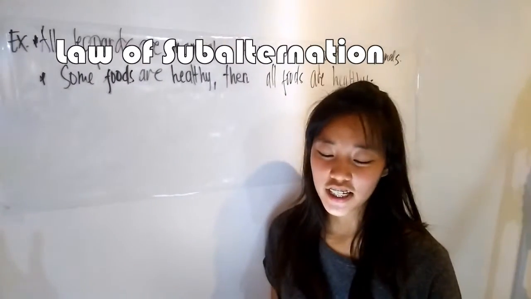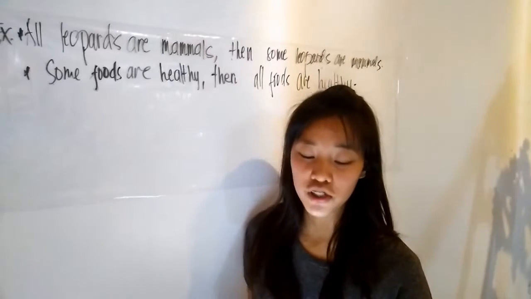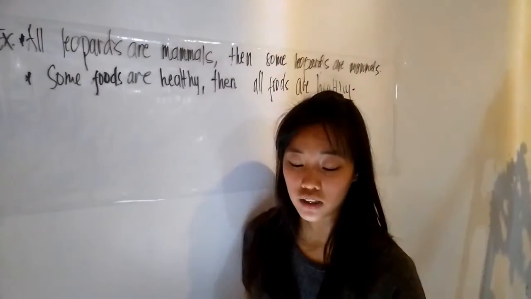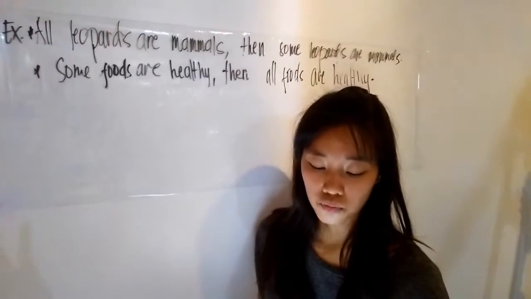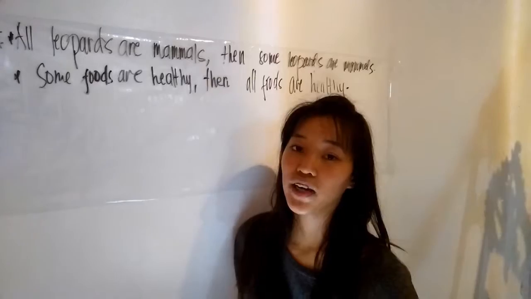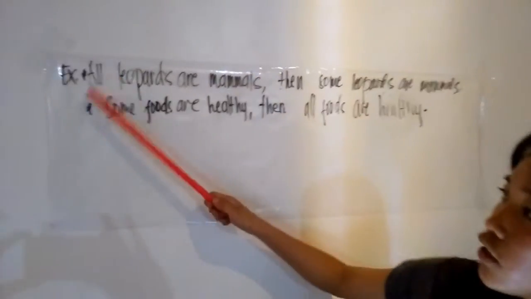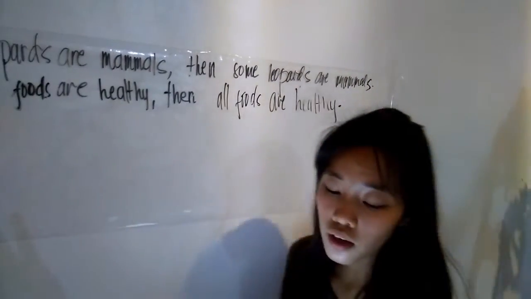Law of subalternation. Subalternate opposition is a relation between two propositions that differ only in quantity. If the universal is true, the particular is true. If the universal is false, the particular is doubtful. For example, the universal all leopards are mammals is true. The particular then some leopards are mammals is true.